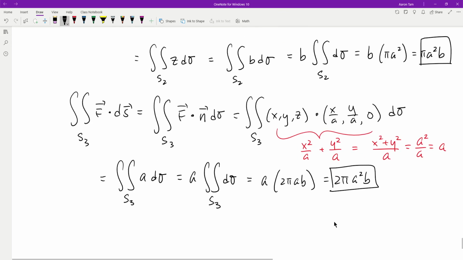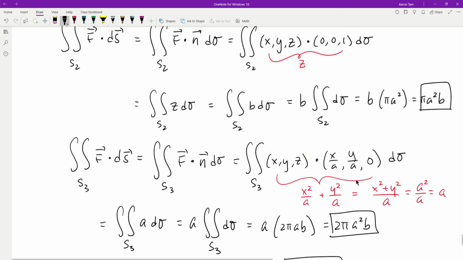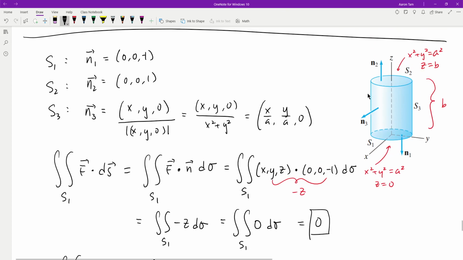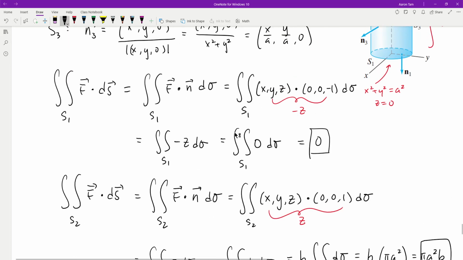And so now I can say that the integral over S of vector f dot d vector S is equal to 0 plus pi a squared b plus 2 pi a squared b. That comes out to be 3 pi a squared b, exactly what we found before. So in this scenario, I can make use of the fact that we know the perpendicular vector. In this particular example, all the integrals wind up being just finding the area of the surface that we are dealing with. So that makes the problem easier.